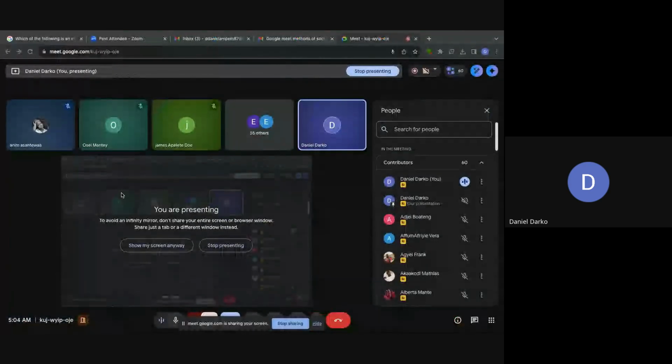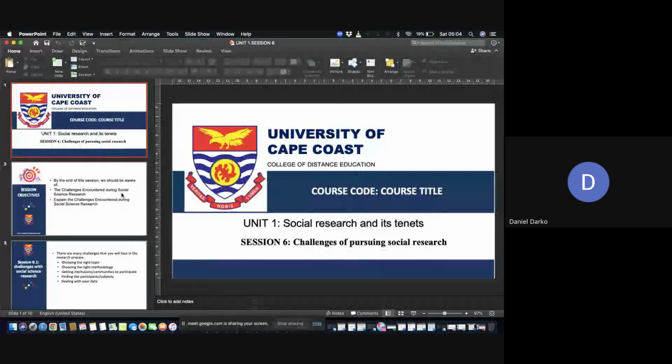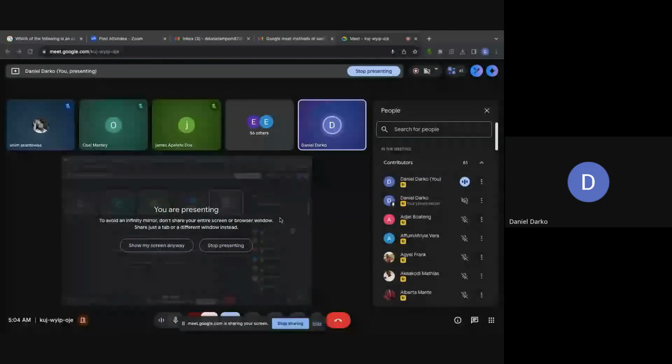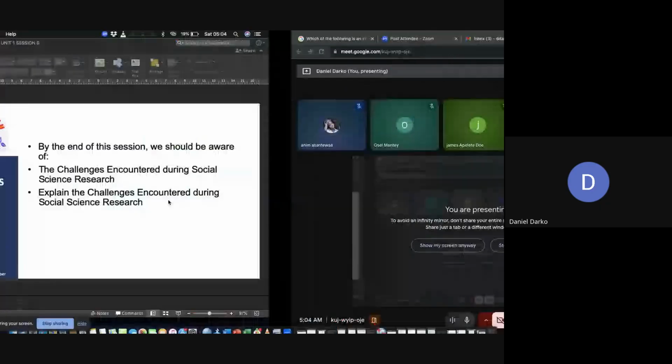All right. So let's look at the last session of the unit. Challenges of pursuing social research. What are the challenges? At the end of this section, we should be aware of the challenges encountered during social science research. Explain the challenges encountered during social science research.